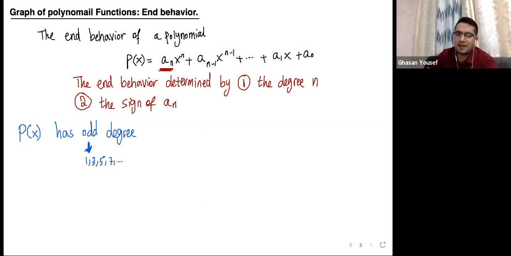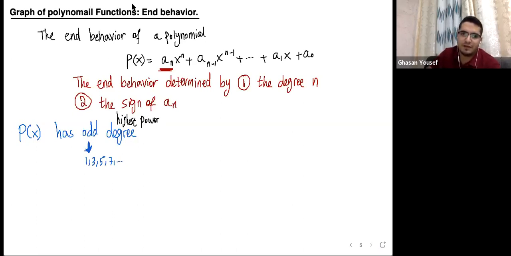The degree is the highest exponent. Yes, Jeline, this is correct. The highest power, not any power. The highest power is an odd number. It's n sometimes, but sometimes it's n minus 1, whatever. It doesn't matter. For the degree, it's the highest power. So the highest power is an odd number.